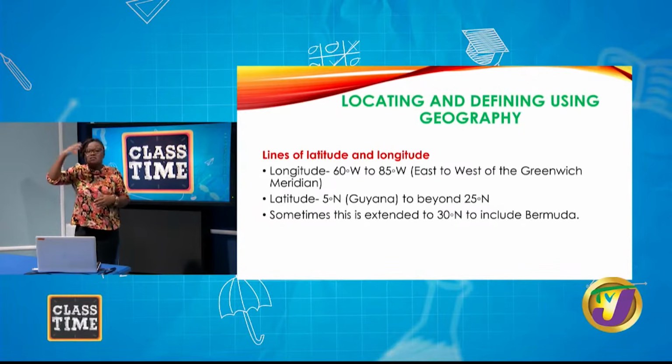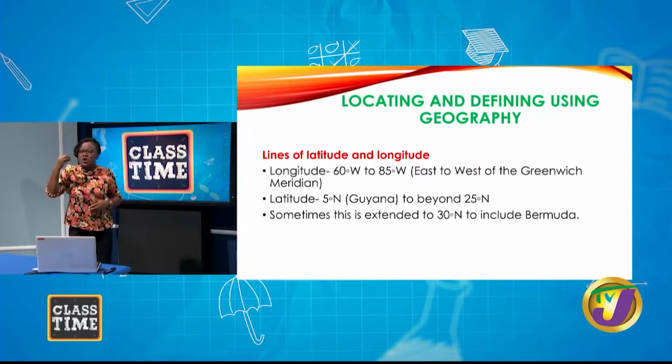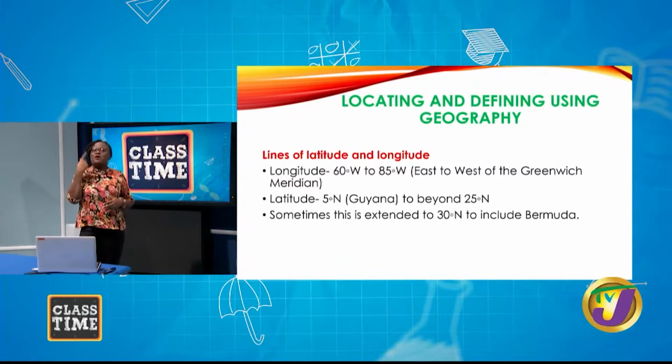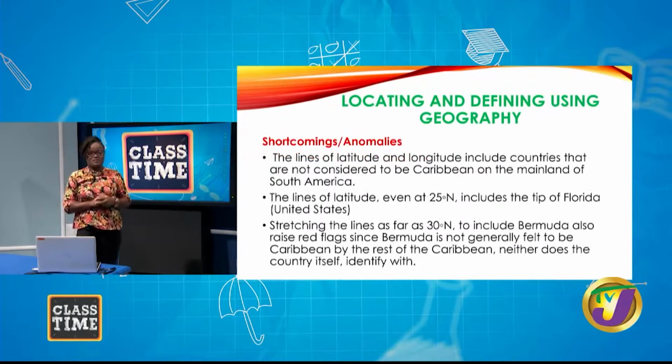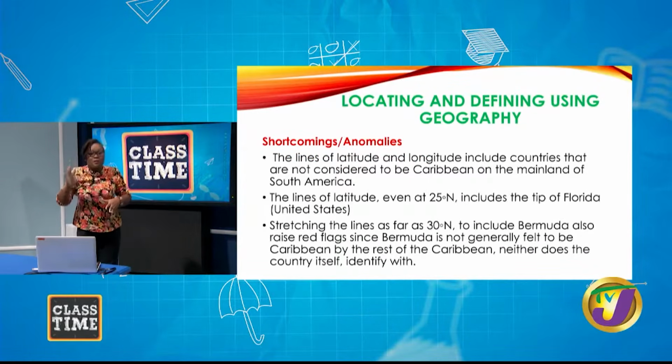Sometimes this is extended all the way to 30 degrees north. But 30 degrees north actually takes us into Florida and takes us into Bermuda. And Bermuda is not necessarily considered to be part of the Caribbean. Yes? All right, so what are the anomalies here? The same things we're just pointing out.